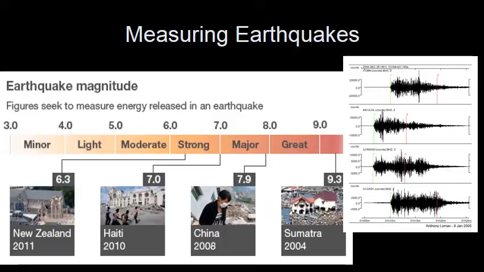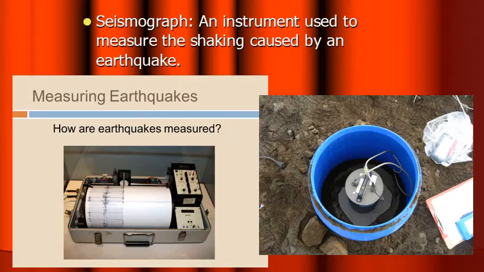All right. Next up is how we measure earthquakes. You guys have probably heard this before. You've probably seen images like these little kind of lines and stuff like that before, right? When they measure earthquakes, and you may have heard of the Richter scale and things like that. So here's how we measure them. We use something called a seismograph, or what is also called a seismometer, but we'll stick with seismograph. This is an instrument that is used to measure the shaking caused by an earthquake.